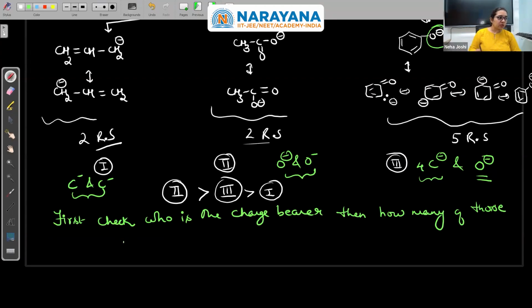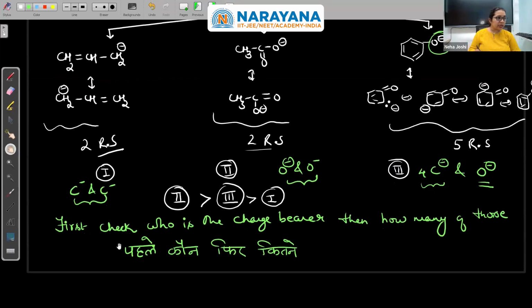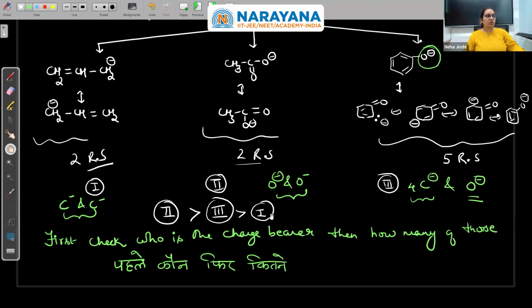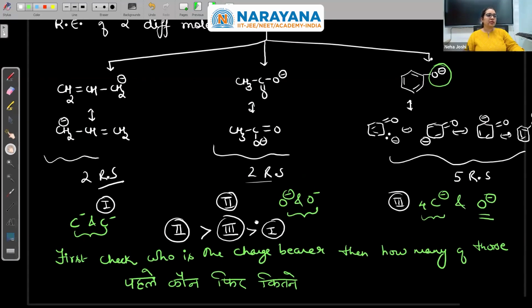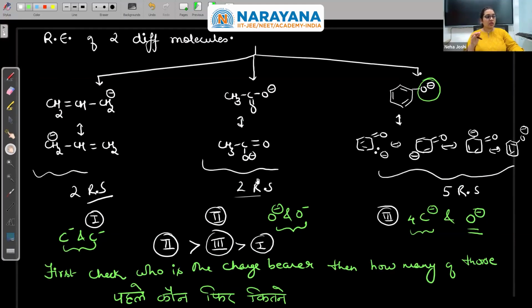If any of you know Hindi, then I'll write: पहले कौन, फिर कितने. And if you are not understanding Hindi, then you write that first you have to check who, then how many. Okay. First question you need to ask while comparing the stability or resonance energy of the two molecules is who is the charge bearer. Then you ask how many such atoms are there.